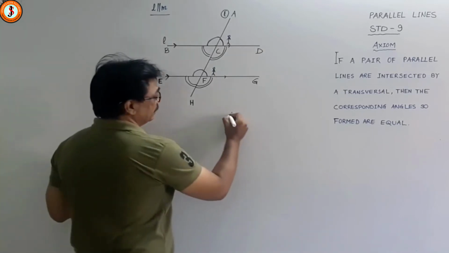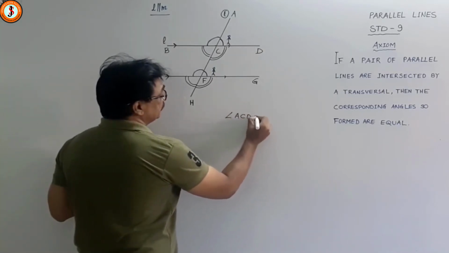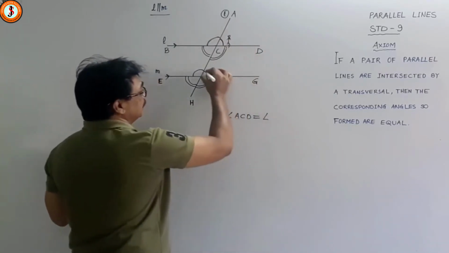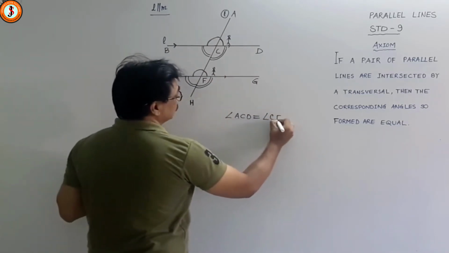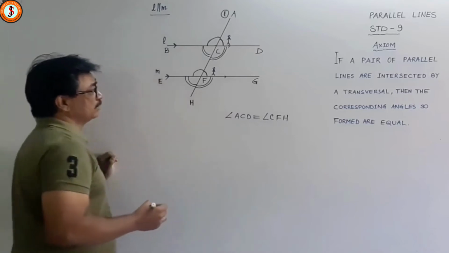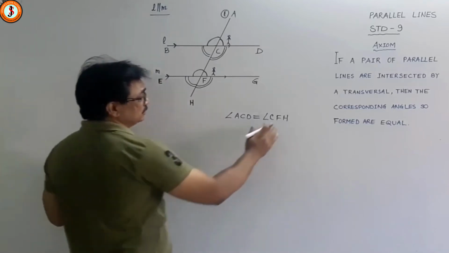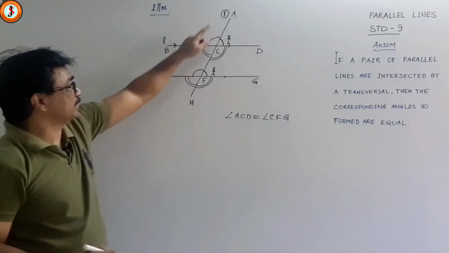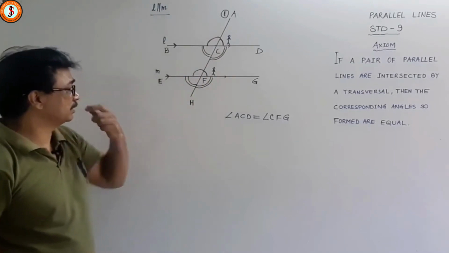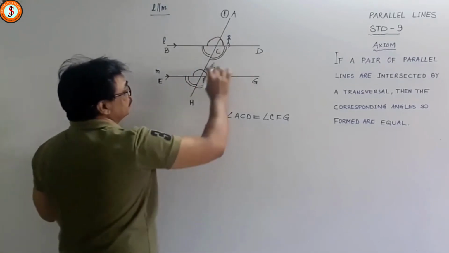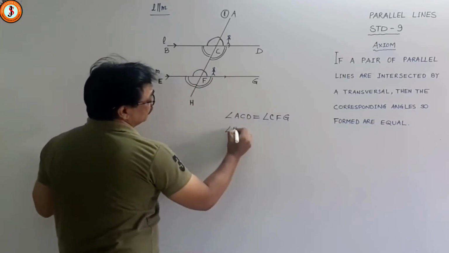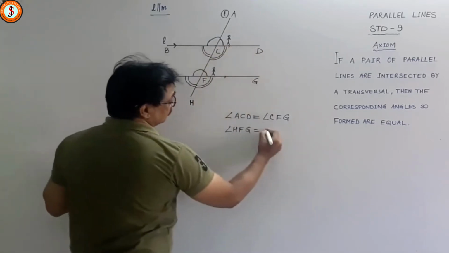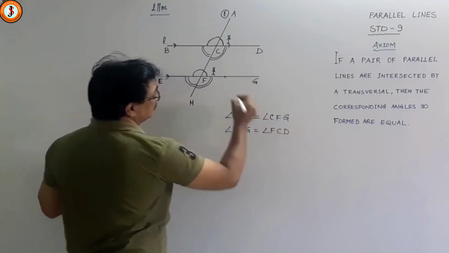That means angle ACD, this red angle, is equal to the red angle here, CFG. So this is very important, we have to be careful while naming it. So ACD is equal to CFG, corresponding angles. Similarly, if I take this angle, then angle HFG is corresponding to angle FCD. So on either side we get the same thing.